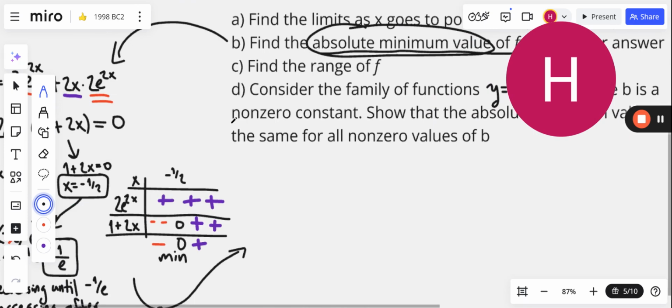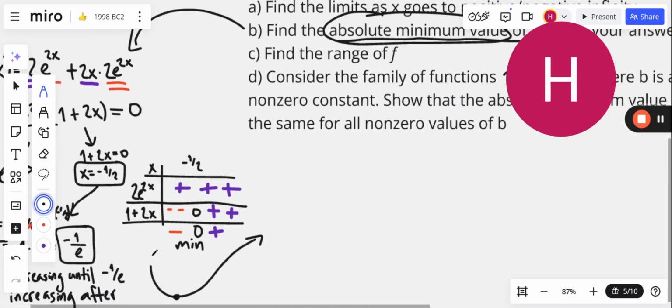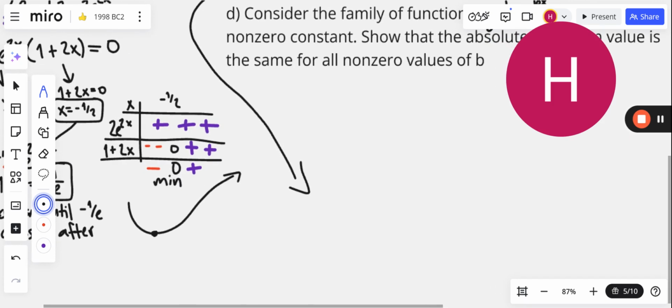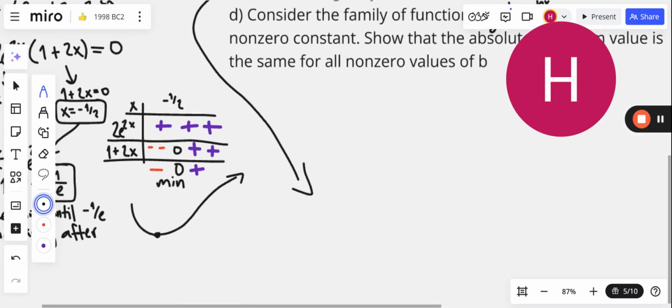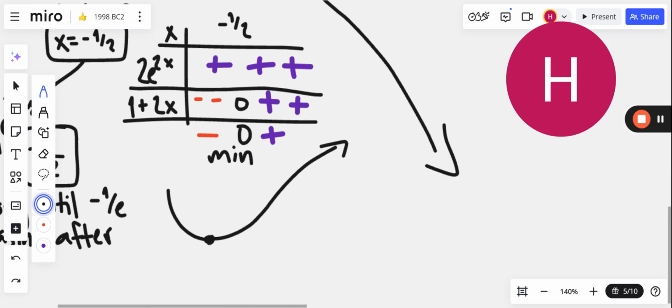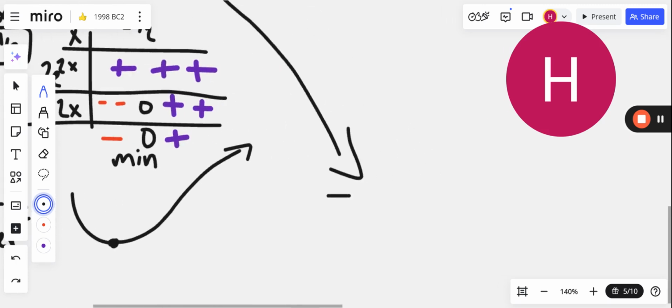Part C says to find the range. Now this is really interesting because it's the lowest point and we have a sketch here. Part C is going to let us know where our range is going to be. If it's constantly going down to the left of it and constantly going up after it, the question is, does it ever go any lower? No, it doesn't. The lowest it can go is negative 1 over e.